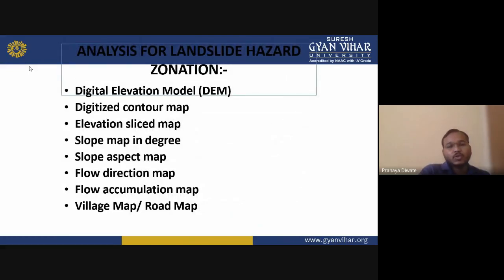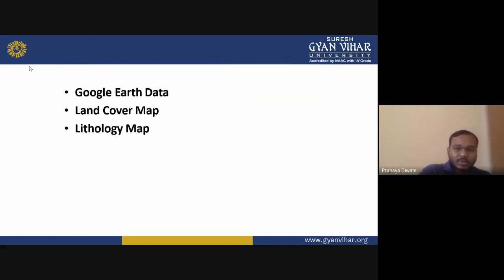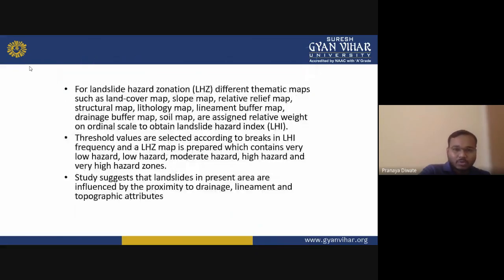You can also use DEMs from different kinds of sources: digital elevation model, digitized contour map, elevation slide map, slope map in degrees, slope aspect map, flow direction map, flow accumulation map, village map. These all are the maps you can also have.